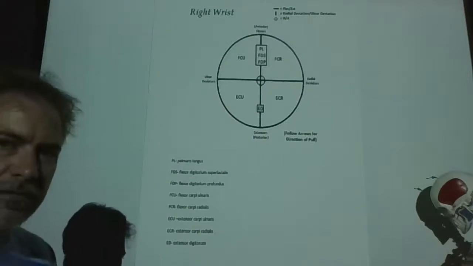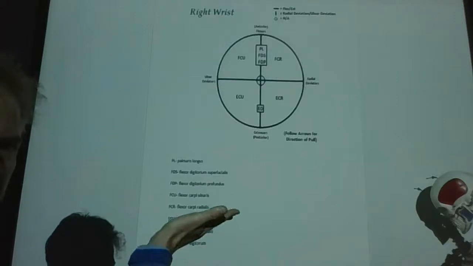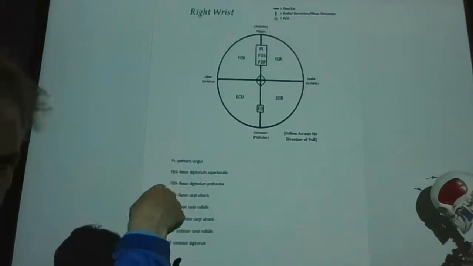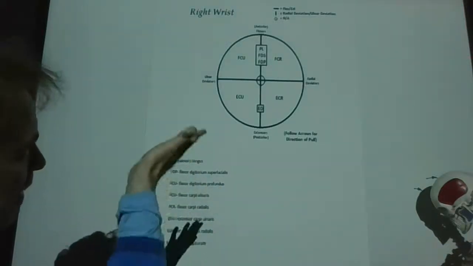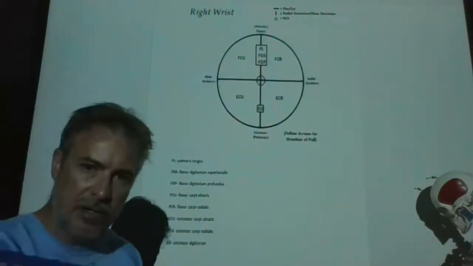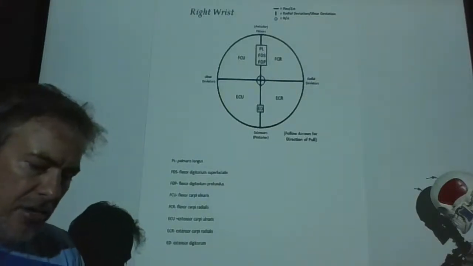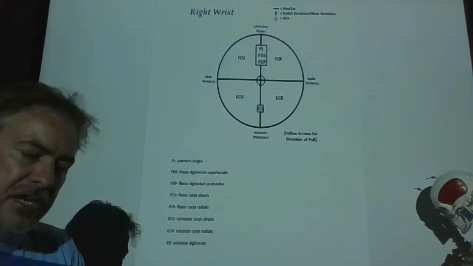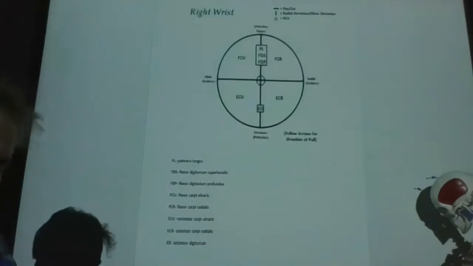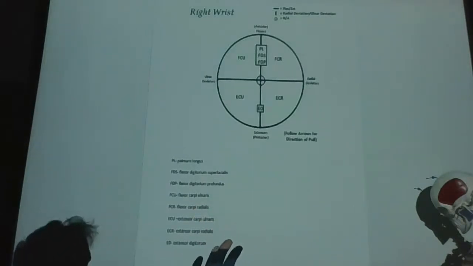Who are the wrist flexors? They are all the muscles that sit in the front of class. In this view, the top of class, right? The anterior part. So your wrist flexors, not even looking at the board. Your palmaris longus is a wrist flexor. Your flexor digitorum superficialis and profundus are wrist flexors. Your flexor carpi ulnaris and your flexor carpi radialis.